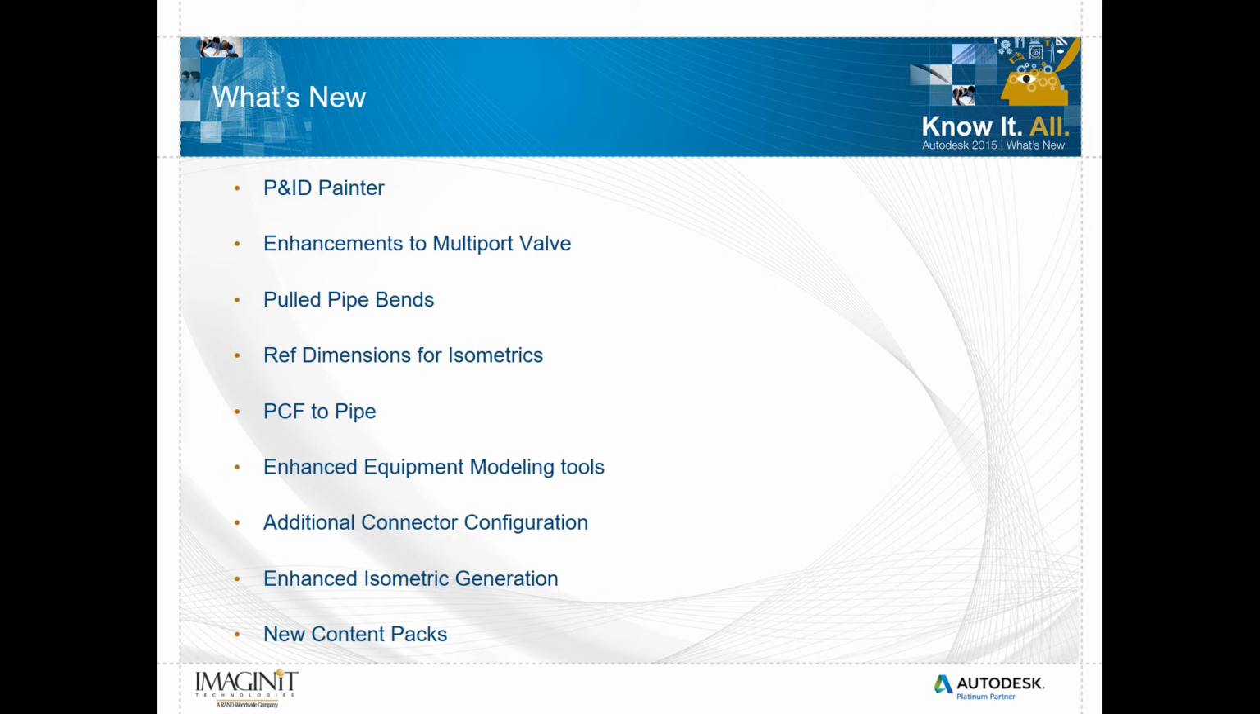PCF to pipe. This is a tool that we kind of had in the reverse available before. We could always take our pipe runs and our line numbers and export those out to PCF, but now we can do that in the reverse. So we can bring in PCF files from other softwares and utilize them inside of Plant 3D.